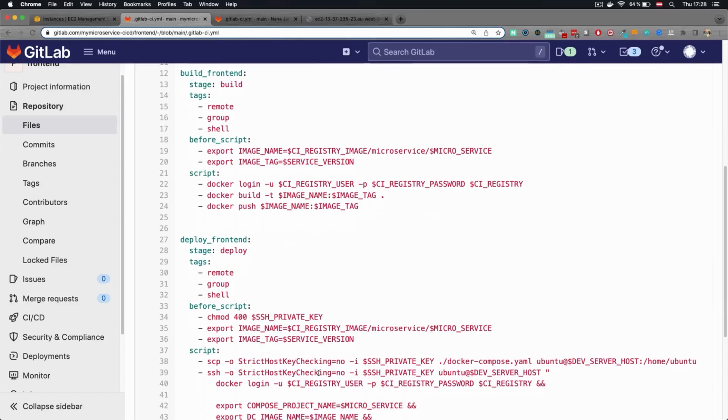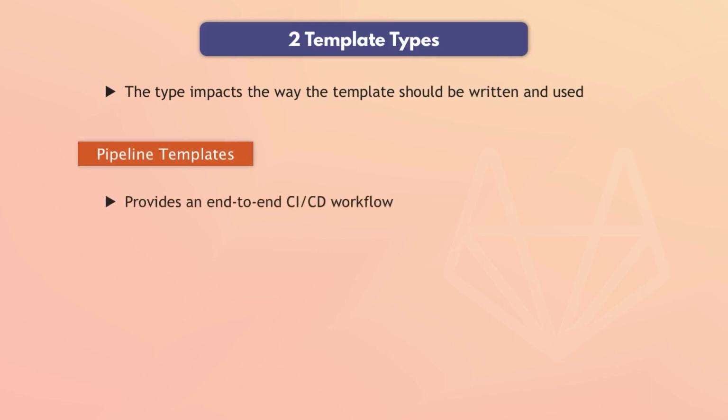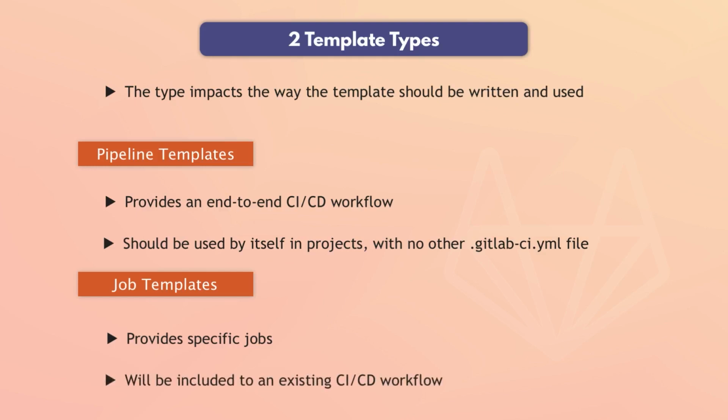And by the way, as a refresher, remember I mentioned that there are 2 types of templates in GitLab. So we have the pipeline templates for the whole pipeline. You don't have to write it from scratch. And the second one is job templates, which means that you have one specific job which is put into a reusable YAML file, and you can include that in your own pipeline.